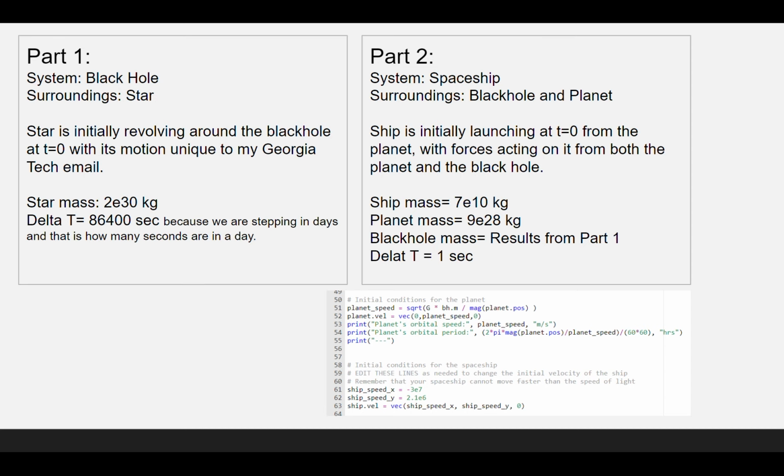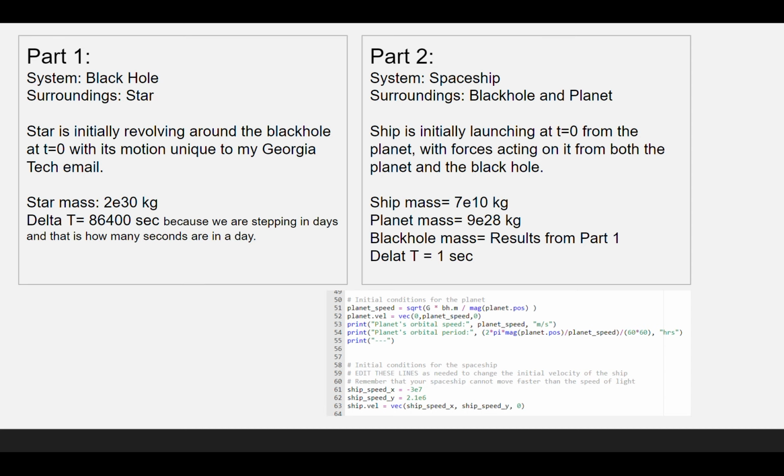In part 2, we created a model of a ship taking off from a planet that is orbiting the black hole in part 1. The goal is to find the initial velocity of the ship so it doesn't crash, but it gets close to the black hole. The system is a spaceship, and the surroundings are the black hole and the planet. The ship is initially launching at t equals 0 from the planet, with forces acting on it from both the planet and the black hole.